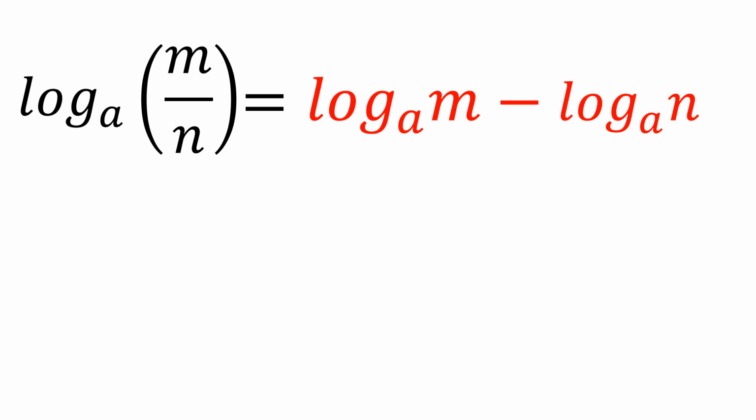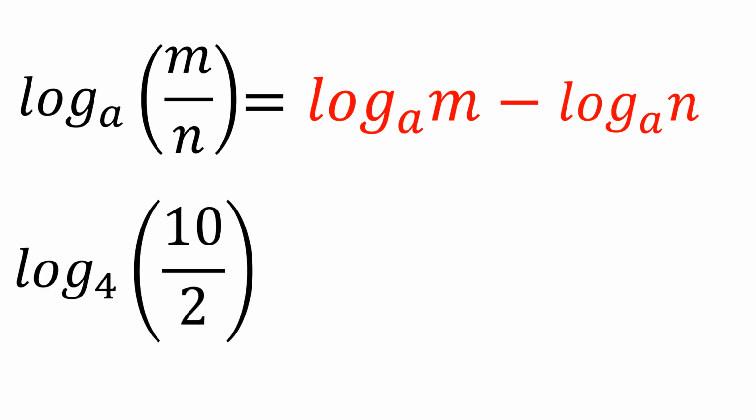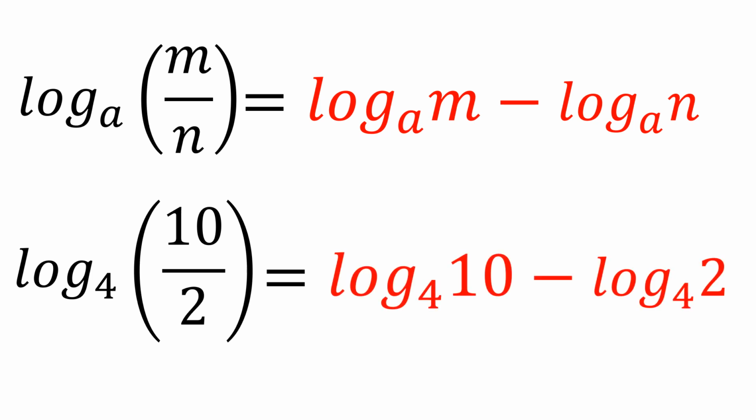Now let's use some specific numbers. Let's say, for example, log of 5. We're going to write 5 as 10 divided by 2 to make it obvious that it's the result of dividing two numbers. Log of 10 over 2 to the base 4. To expand it, according to the properties of logarithm, the quotient property, we can expand it as log of 10 to the base 4 minus log of 2 to the base 4.